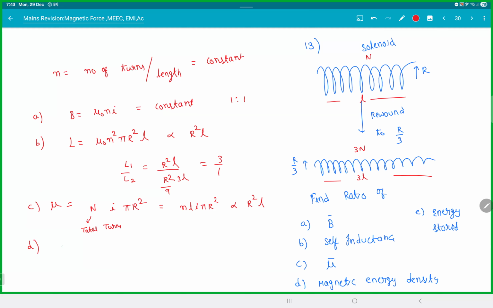Magnetic energy density, remember the formula? 1 by 2 mu naught B square. This is constant. B didn't change. 1:1. Energy stored. Energy stored is half Li square. So proportional to L. So the same answer as 3:1. Got it? So if you want energy stored or flux is Li, energy stored is half Li square. So get the mutual inductance, self-inductance and finish off from there. That would be faster rather than calculating individually.